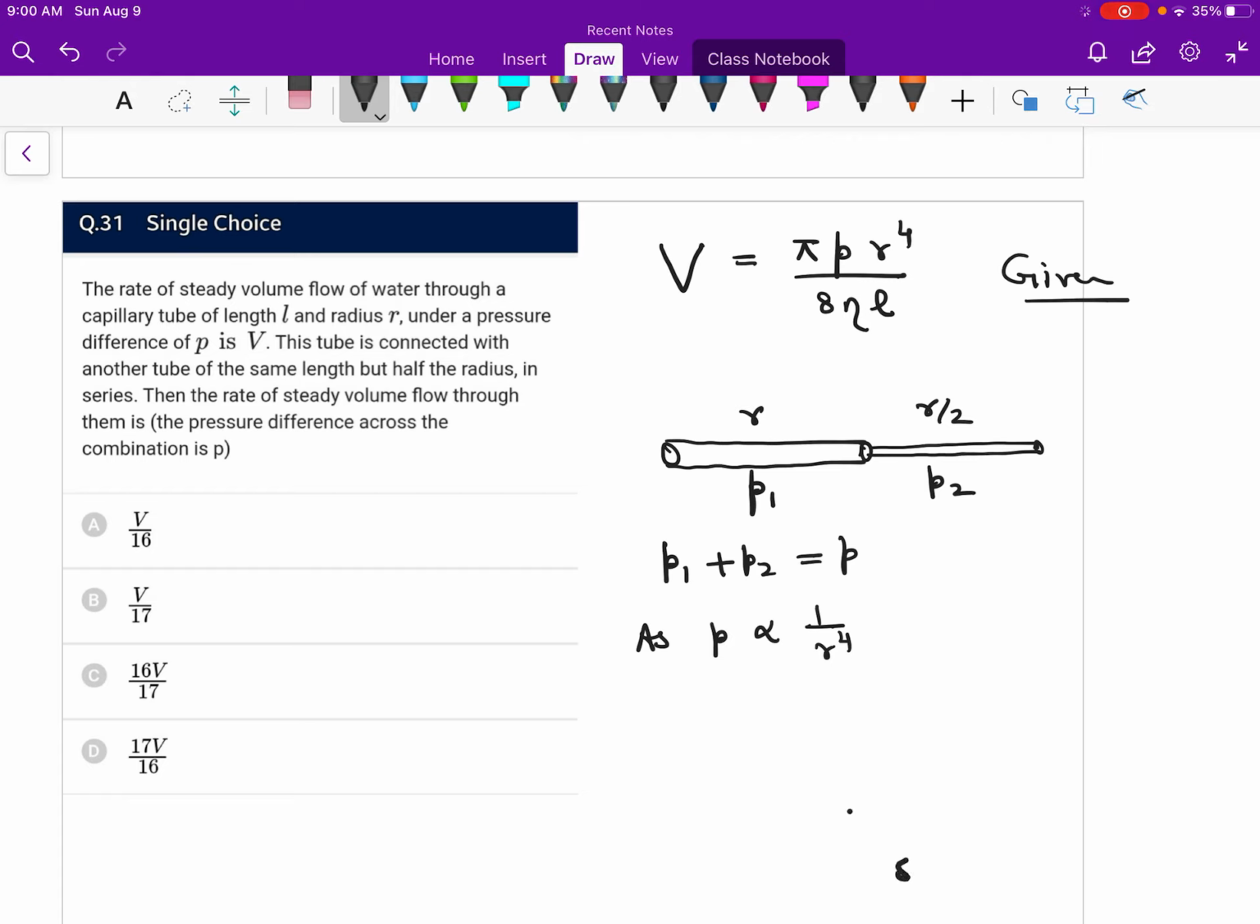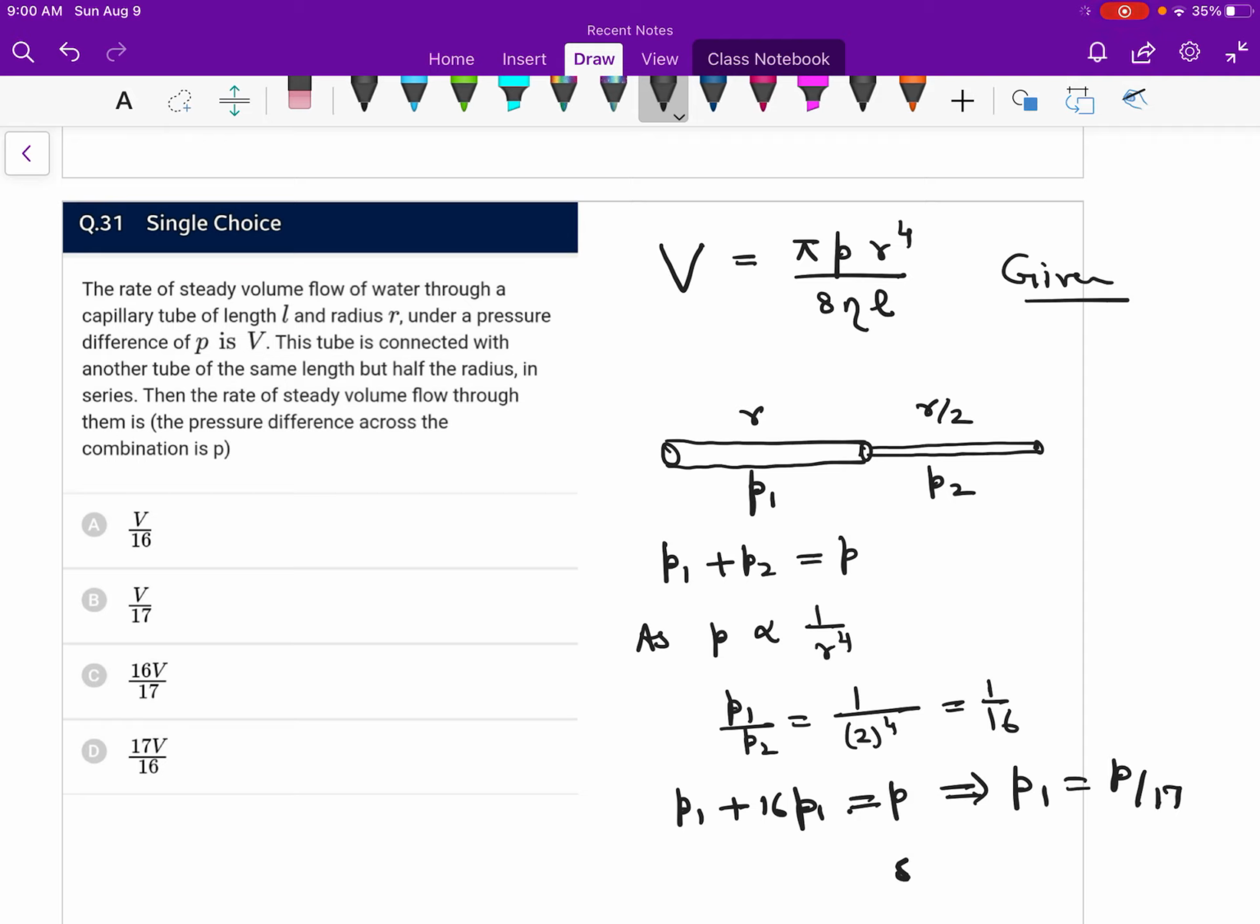So P1 upon P2 is 1 upon 2 raised to the power 4, which is 1 by 16. So P2 is 16 P1. So P1 plus 16 P1 is equal to P. So P1 is P by 17. So the pressure difference across the first capillary is P by 17, and for the second capillary it is 16 P by 17.